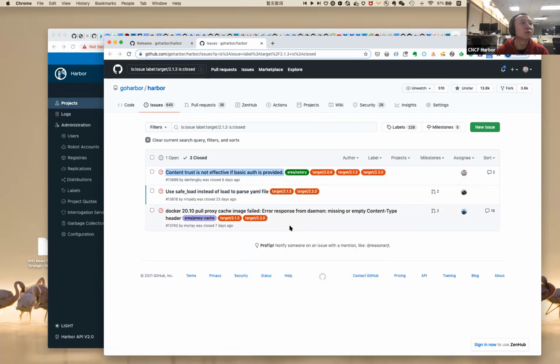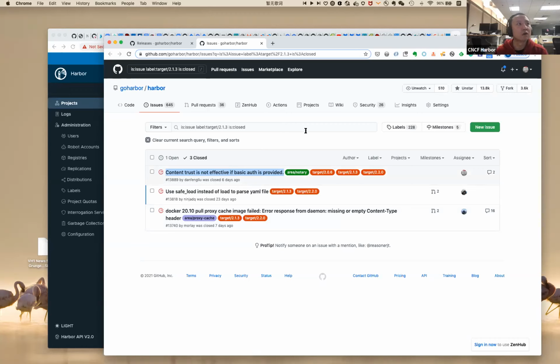In addition to that, we also fixed the issue that Docker 20.10 sees an empty header issue when pulling via the proxy cache project. So we highly recommend you bump up Harbor to fix these issues. And that's it for the patch release.